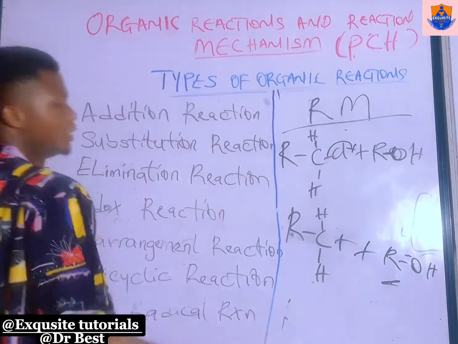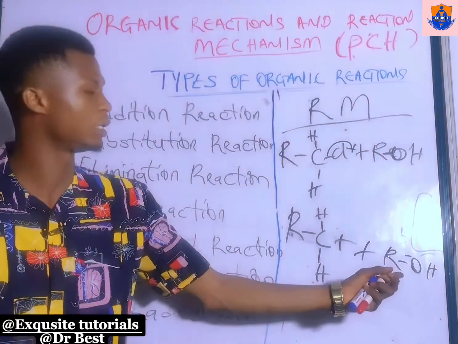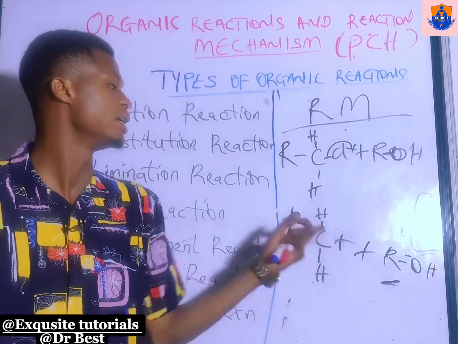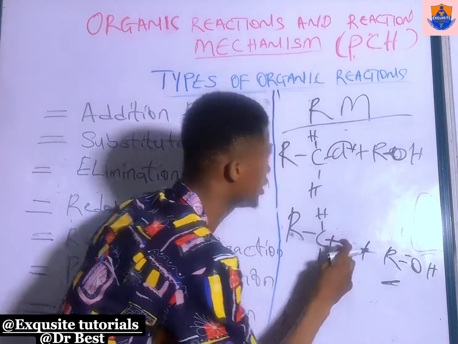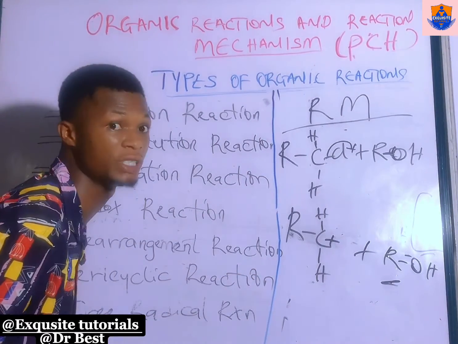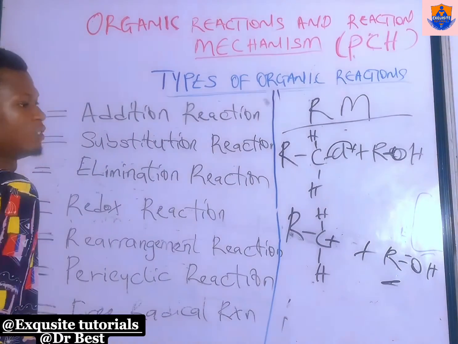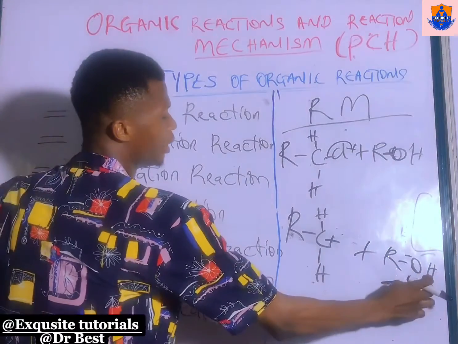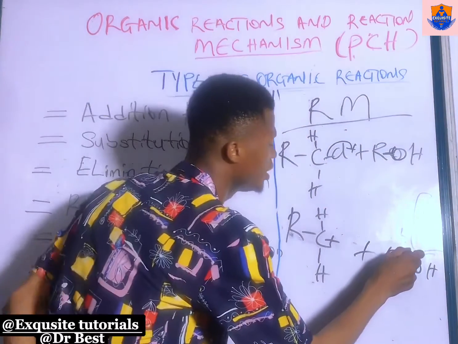Remember, OH is negative, right? This is a positive charge that makes this carbon here positively charged, right? Now, since you are having a carbocation which is positively charged, and you're having a molecule here which is negatively charged, now electrons will leave here.